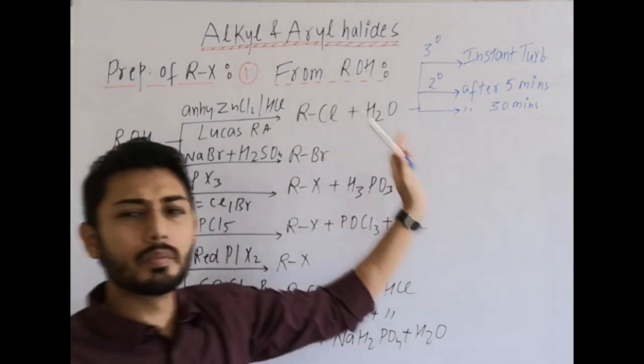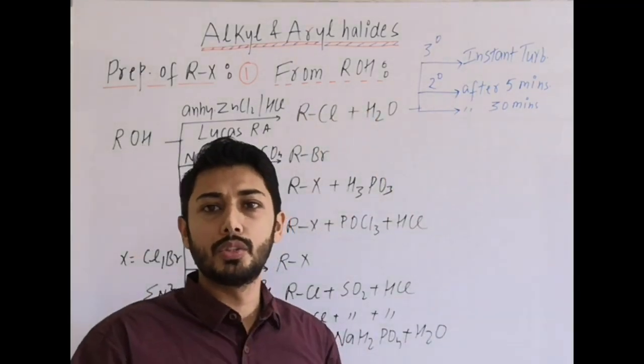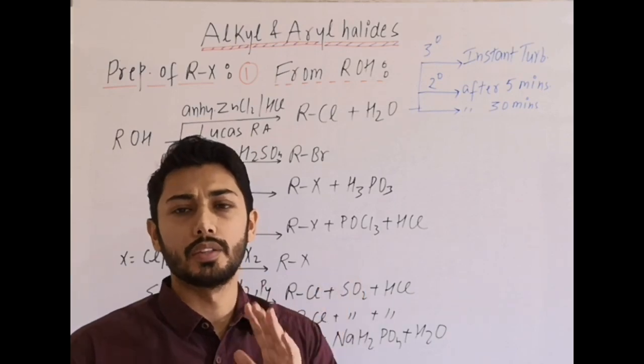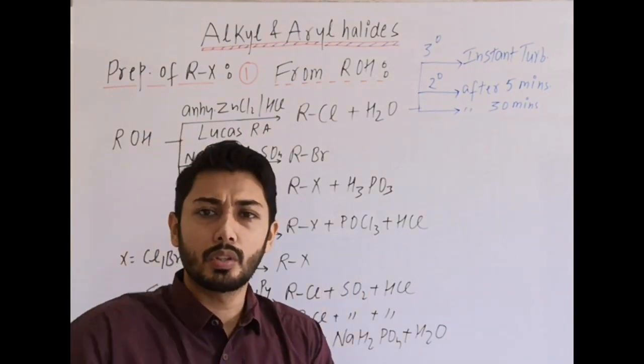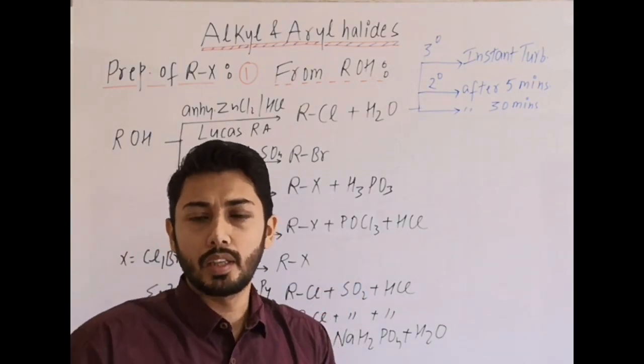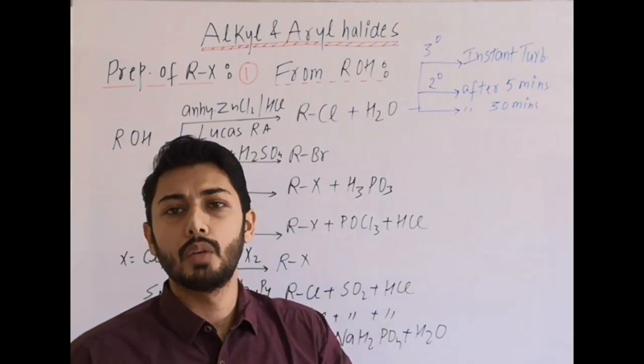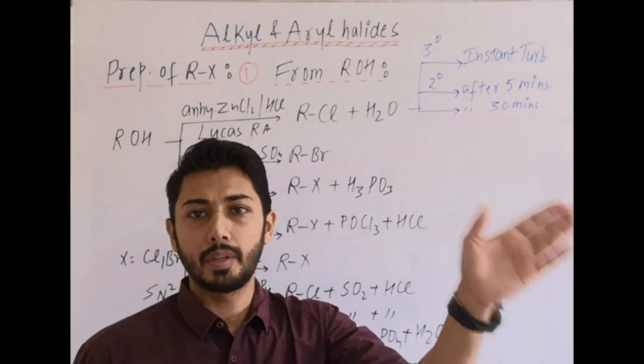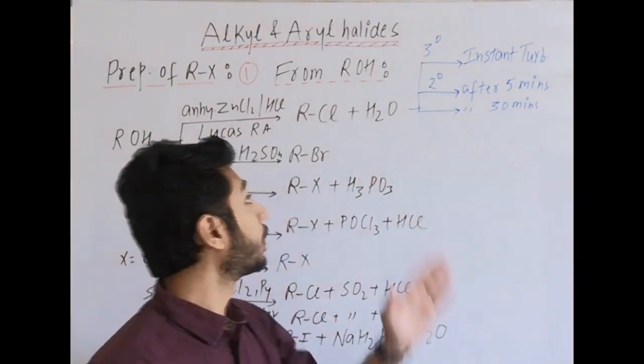Apart from this reaction, it is important because it is used to distinguish primary, secondary and tertiary alcohols. Although we can use it for alcohols giving more stable carbocations also, like we can use benzyl alcohol, we can use allyl alcohol also, but in basic terms it is used to distinguish primary, secondary and tertiary.